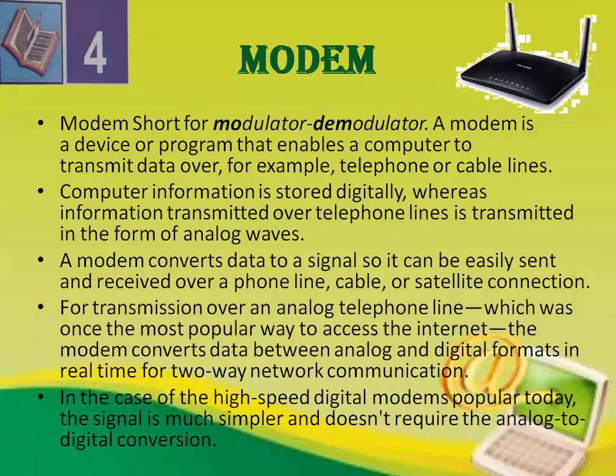Computer information is stored digitally, whereas information transmitted over the telephone line is transmitted in the form of analog waves. A modem converts data to a signal so it can be easily sent and received over a phone line. Cable or satellite connections are used for transmission over an analog telephone line, which was once the most popular way to access the internet.